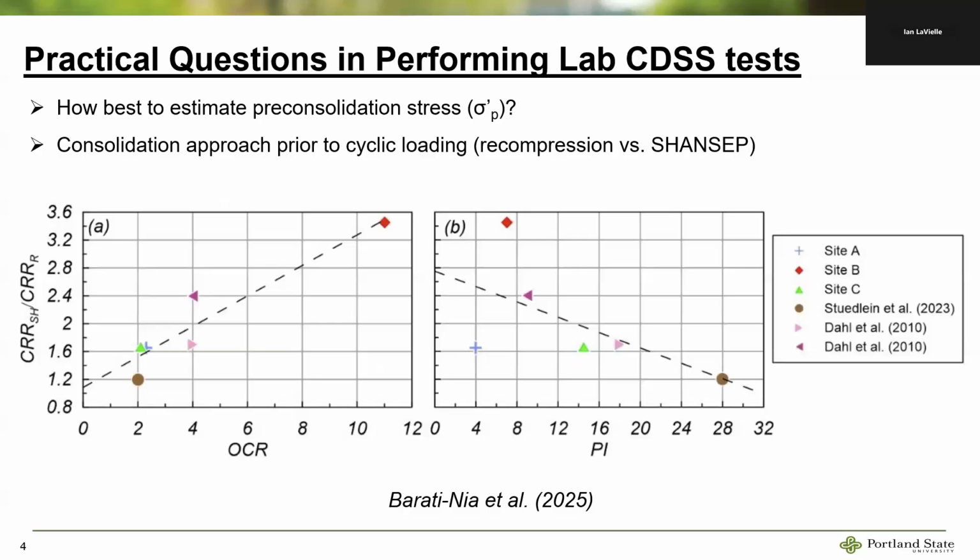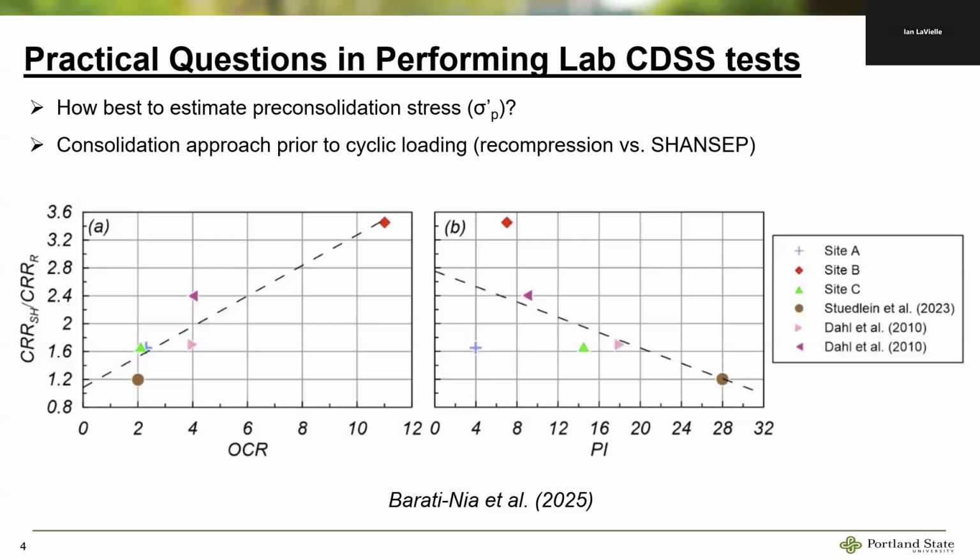There's data, one of Armin's test data is there. This one is a pretty unique case, OCR 11. So all the consolidation tests, and this is a local project, Beaverton. These are Missoula flood deposits, shallow soils.